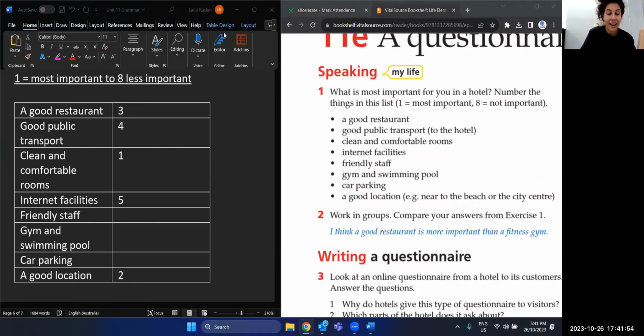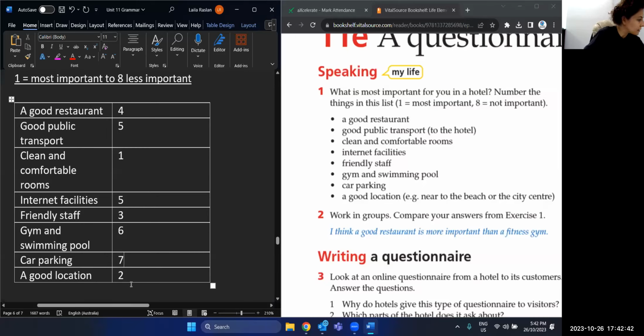So for me, Clayton, internet facilities, I put it as number 5. So my number 1 was the clean rooms, a good location, good restaurant, public transport. Maybe 3 friendly staff. And then 4, 5, 6, 7. There should be a number 8. A good restaurant, good rooms, internet, friendly staff, car park, a good location.